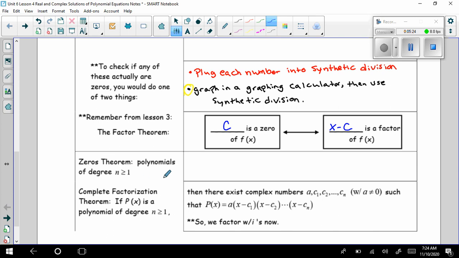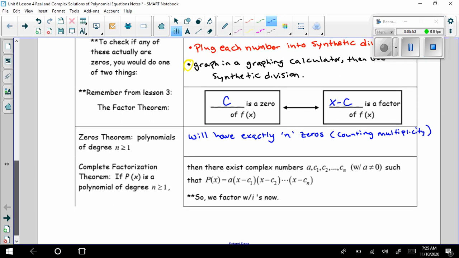Then you have your zeros theorem. Polynomials of any degree greater than or equal to 1 will have exactly n zeros counting multiplicity. And so if you have something to the 5th power, it will have 5 zeros. If you have something to the 7th power, it will have 7 zeros, and so on and so forth. So keep in mind you have to count multiplicity when you're doing that. All right, so you're going to do a complete factorization.